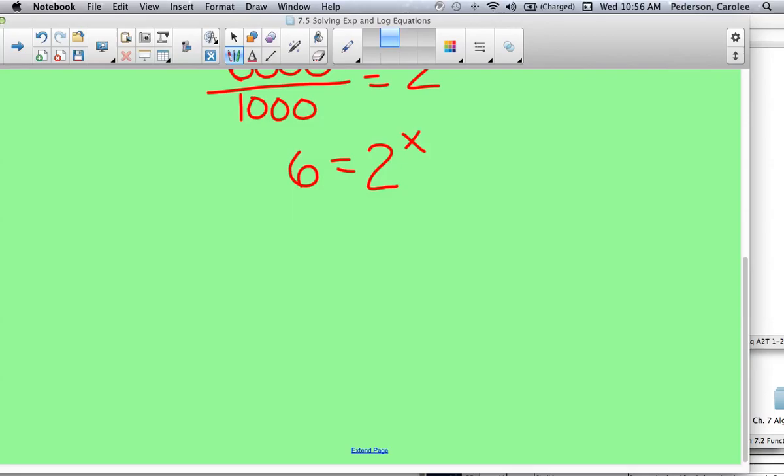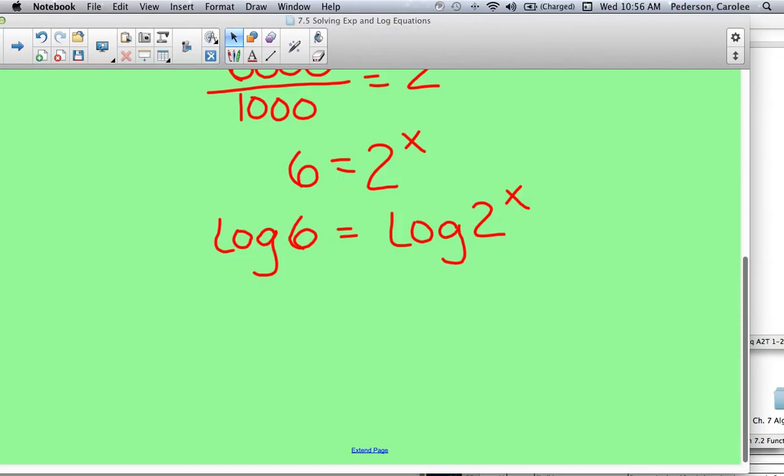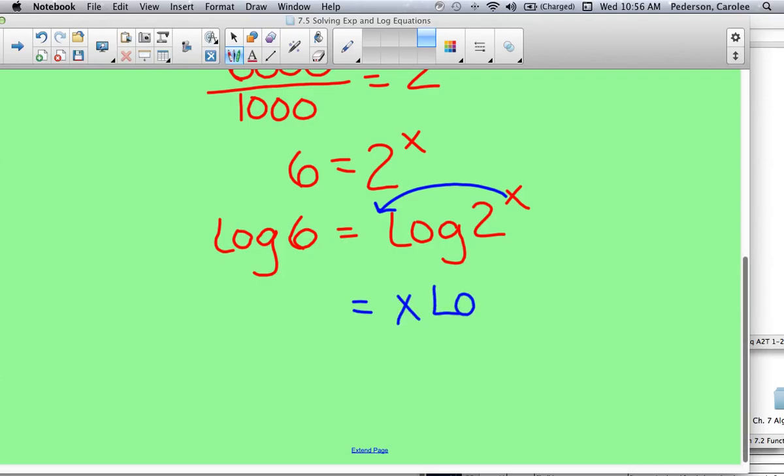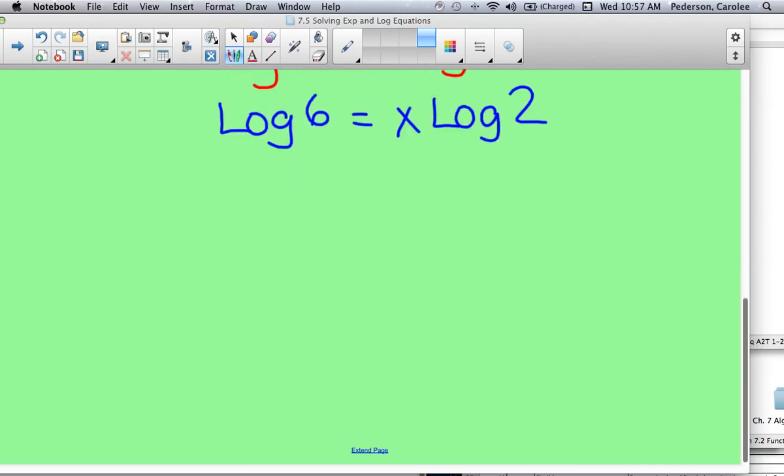Now we want to solve for x. So what we can do is take the log of both sides. Just the common log is fine. And then if you remember that if I have this x, I can bring it down in front. So I have x times log of 2. And on the left side is still just the same, log of 6. And then the last step is to remove that log of 2 on the right. So I undo it. I divide both sides by log of 2. And I'm left with x.